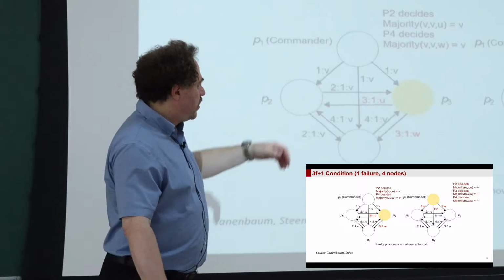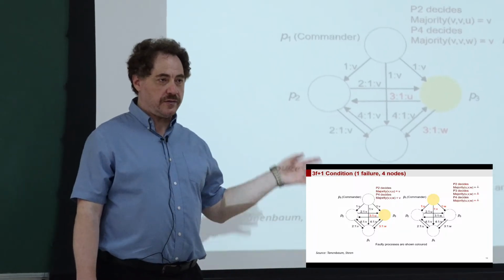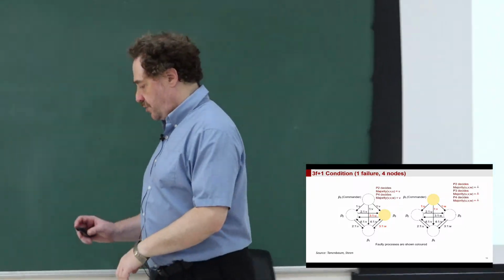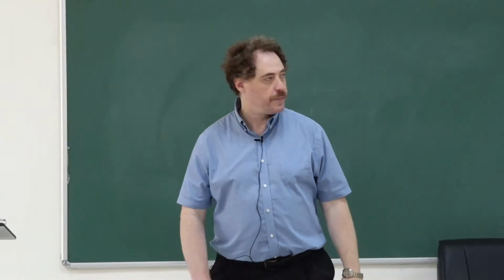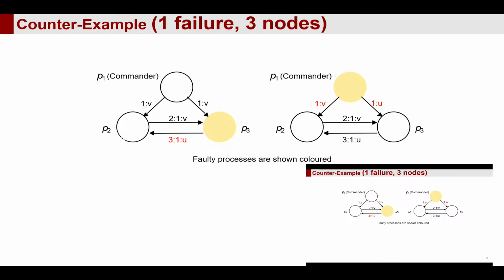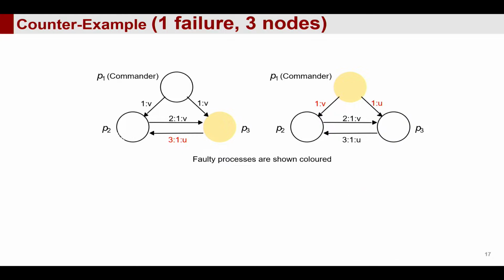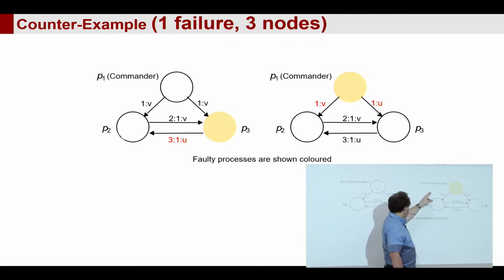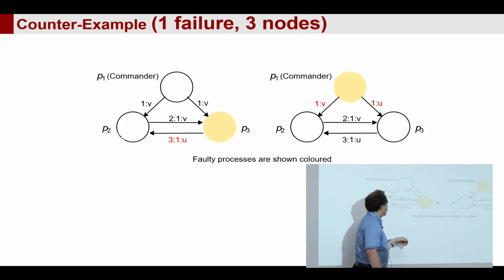And again, all the honest lieutenants reach the same conclusion. So that's still a good scenario. Now, this is a case with 3 nodes. So there are 2 different scenarios. In the first scenario, P3 is Byzantine, and in the second scenario, the commander is Byzantine.